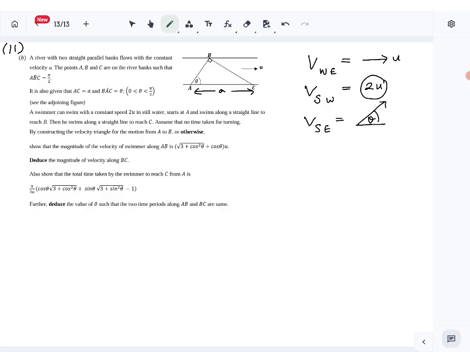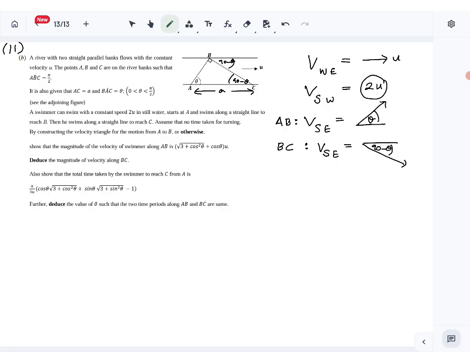So that is for the AB section. Then for the BC section, the velocity of the swimmer relative to earth should be in which direction? What is this angle? This is 90 minus theta, no? So the angle to the horizontal is 90 minus theta, right? So we mark down everything that is given to us.